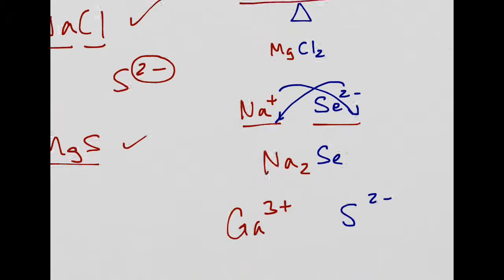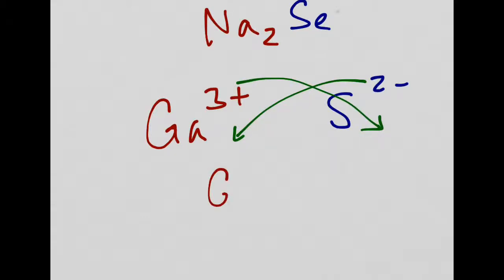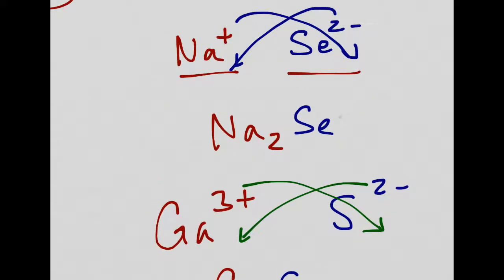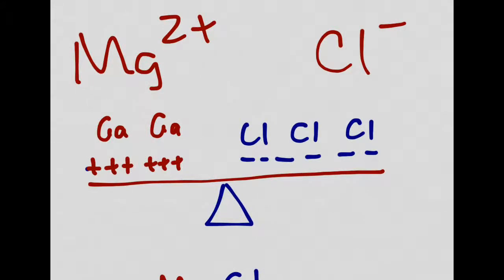So if we scooch back down here to our gallium sulfide, and you use the crisscross method, I'll use green arrows here, put a 2 over here, 3 over there. So it becomes Ga2S3. Pretty sweet, huh? So that's exactly what you saw up here. My 2 Gas, my 3 Ss.